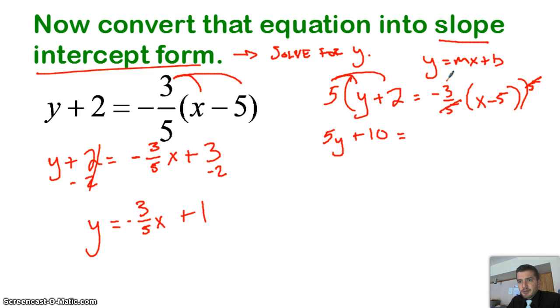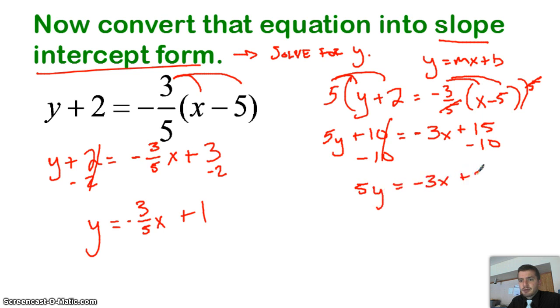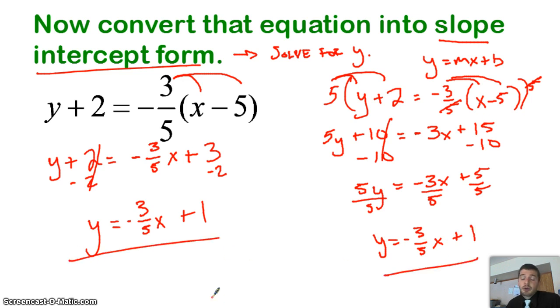I'm going to save a step here. I'm going to multiply by negative 3, so it's going to be negative 3x plus 15. Now we're just going to go ahead and solve. We're trying to get it to y equals mx plus b, so subtract 10 from both sides, so 5y equals negative 3x plus 5. And divide everything by 5. And so y will equal negative 3/5 x plus 1. There you go. See, I got the same thing. However you want to do it is fine, as long as you get the right answer. Let's keep going.